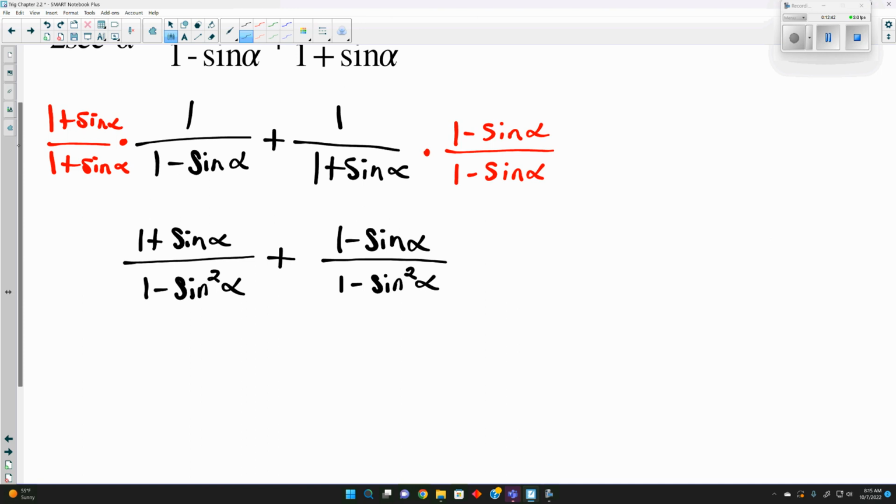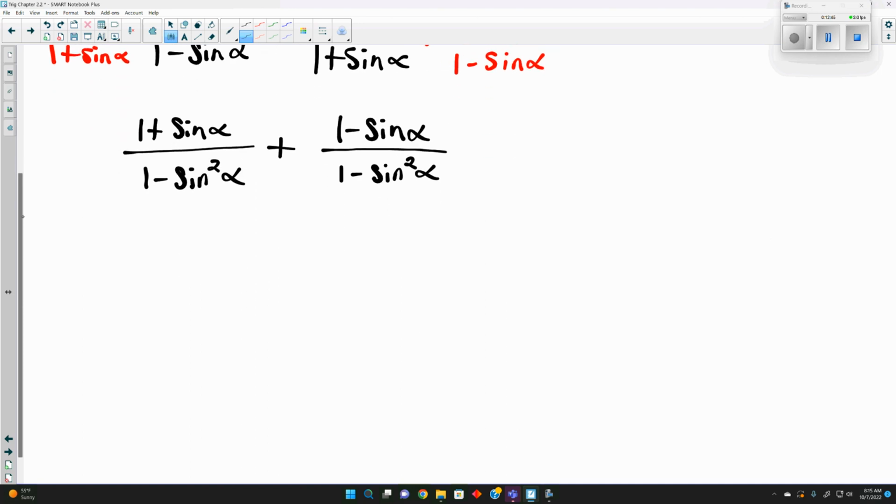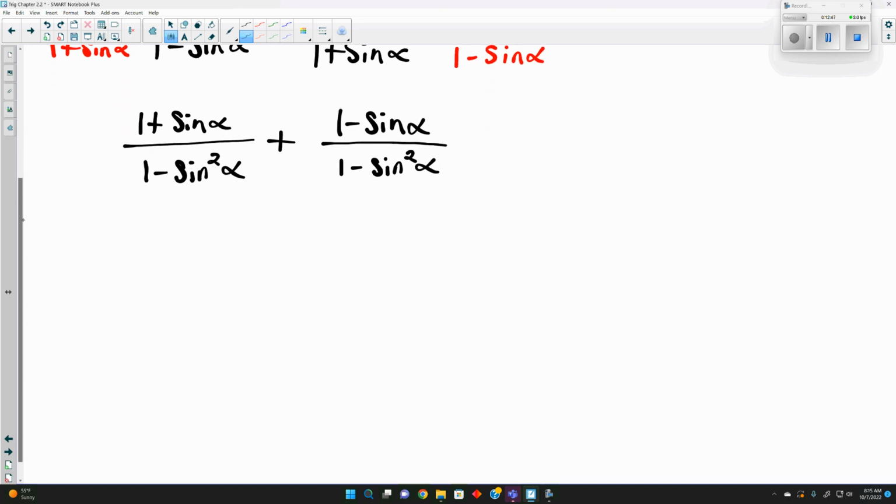Same is true here. Questions on this so far? Now again, at this point, we can add 2 fractions. We know the denominators will stay the same whenever we add 2 fractions or subtract 2 fractions. So we'll add the numerators.